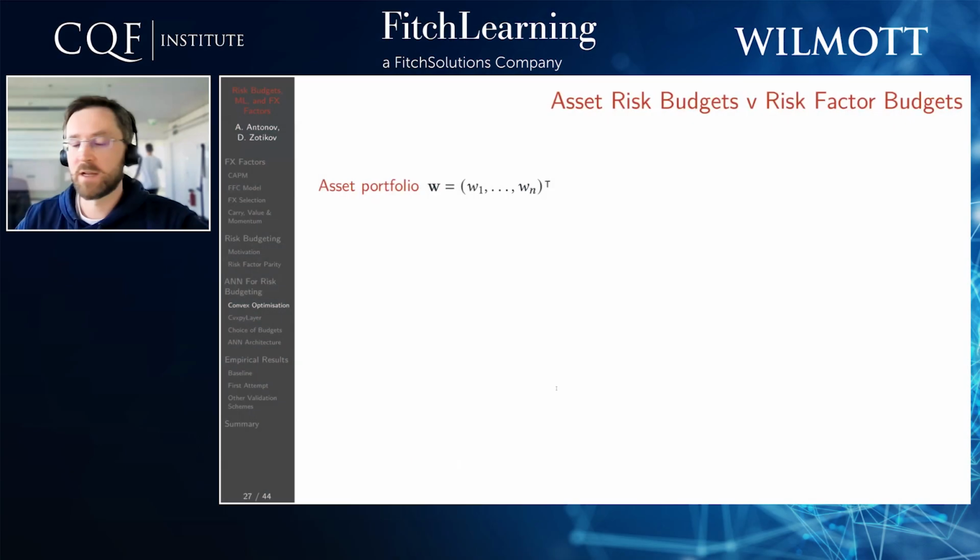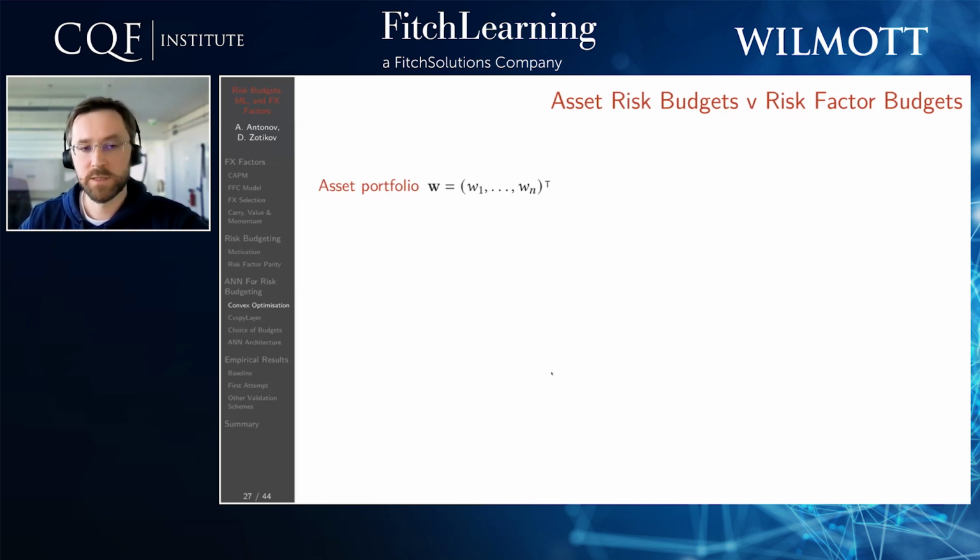Thank you. I would like to talk about the use of artificial neural networks for risk budgeting. My part will be a bit more technical, so buckle up. First of all, I would like to draw your attention to the difference between budgeting risks associated with individual assets and risk factor budgets. I'll be talking about the former.